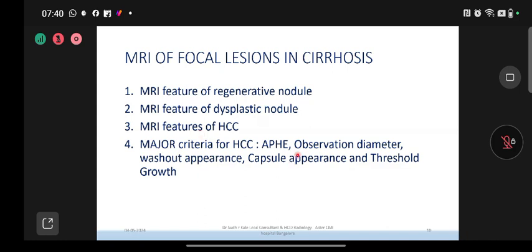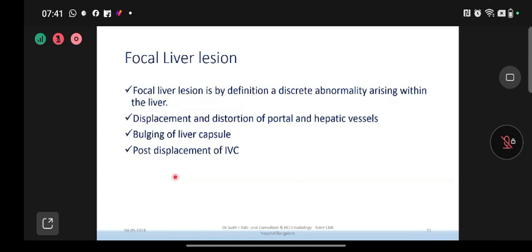I want everyone to remember these five criteria. That is the arterial phase hyperenhancement, the first major criterion for HCC. The second one is the observation diameter, the maximum size of the lesion. The third one is the washout appearance. What is washout? As we know, any mitotic lesion will have an arterial hyperenhancement, and then there is an immediate washout in the venous phase. Then there is a characteristic capsule appearance, and a threshold growth. All these images we are going to see quite a few times in the next few slides to make our interpretation easy.